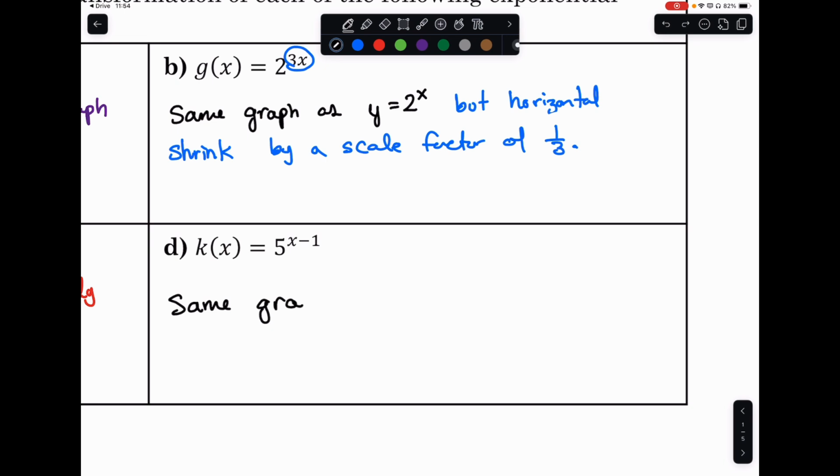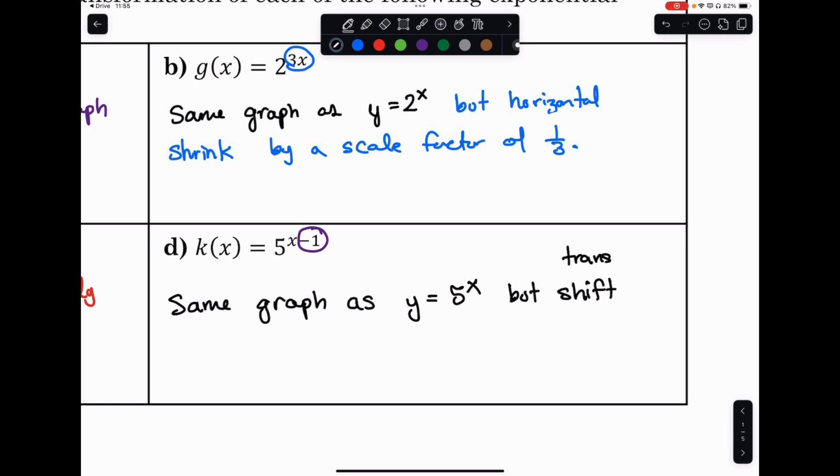Sorry, my handwriting is horrible right now. The same graph as y equals 5 to the x. And the minus 1 here that we're performing on the x is going to translate 1 unit to the right. Since it's subtracting 1, it's going to move it to the right. It's going to shift it 1 unit to the right.